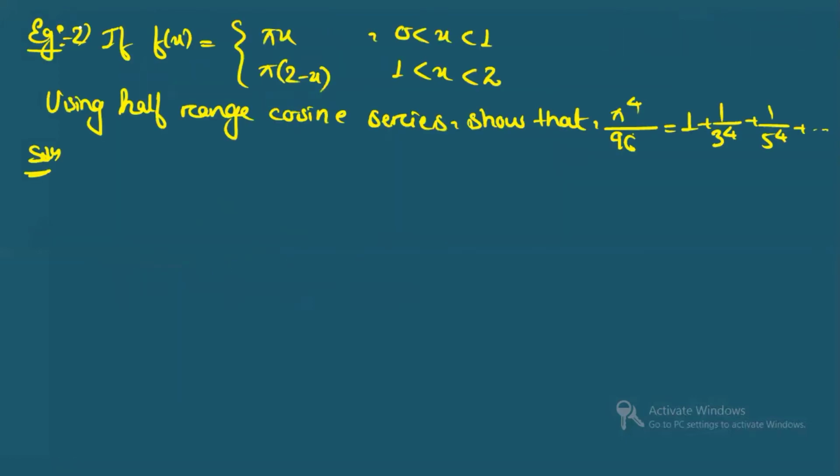Now next, let's see question number 2. So here the function f(x) is equal to pi x for x greater than 0, less than 1, and f(x) is equal to pi times (2 minus x) for x greater than 1, less than 2. So you will have to use here the half range cosine series. And you will have to show that pi to the power 4 by 96 is equal to this series, 1 plus 1 by 3 to the power 4 plus 1 by 5 to the power 4, and so on. The function is given to you. Okay, the intervals are here.